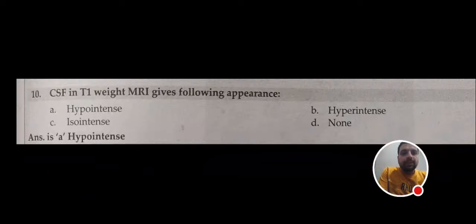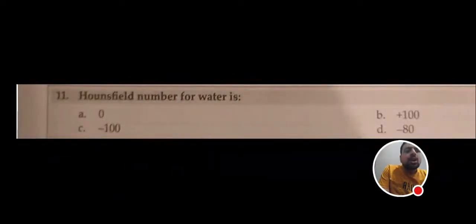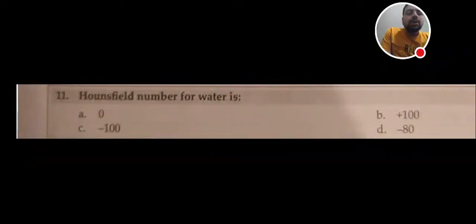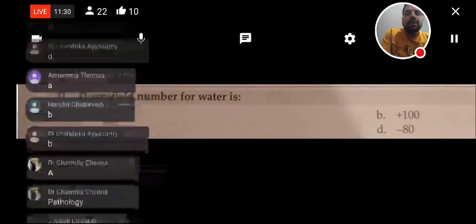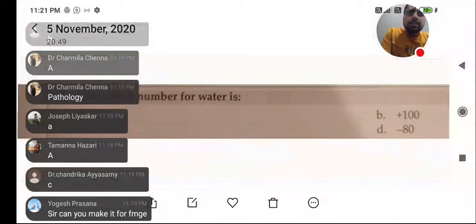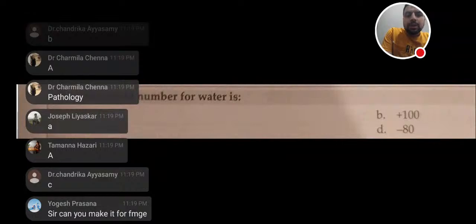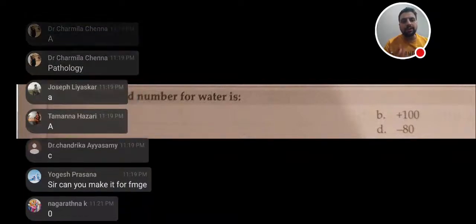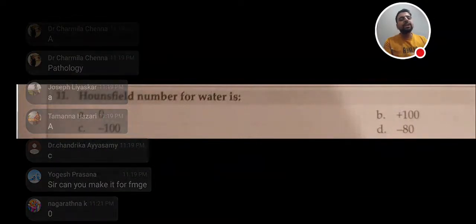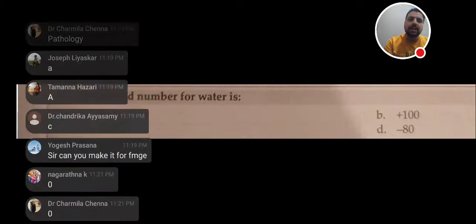Okay. Next question. Hounsfield number of water is? Yogesh, these MCQs are asked even in FMGE also. So don't think these MCQs are only for NEET PG. These are all MCQs for PG, for UPSC. In so many examinations they like to ask, even in INI CET.